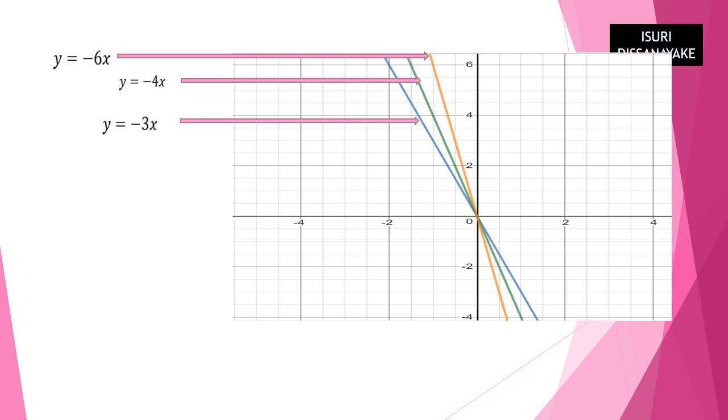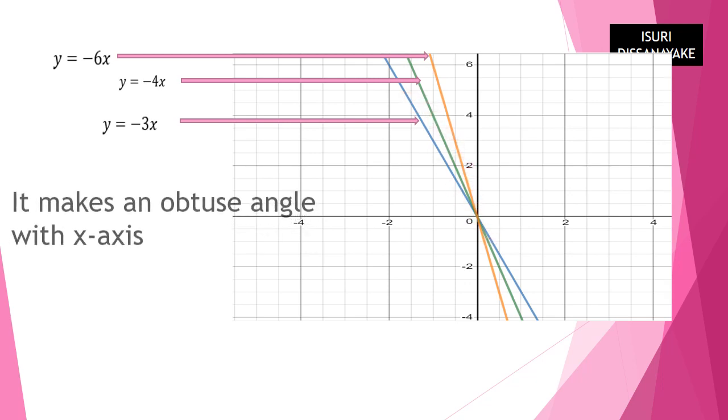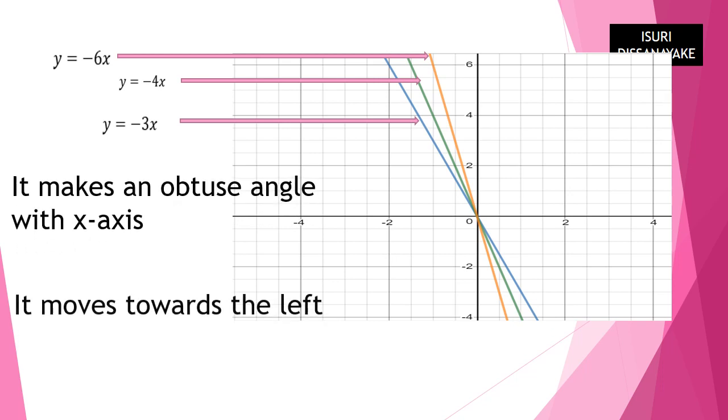So what do you observe in these graphs? The first thing is that these three graphs pass through the origin. And these three graphs move towards the left. Why is it moving towards the left? Because it has a negative gradient, because it has a negative slope. The slope is negative, minus 3 over here, minus 4 over here, and minus 6 over here. So the slope is negative, so the graph moves to the left side. As well as it makes an obtuse angle with the x-axis. You can see with the x-axis, the three graphs make obtuse angles.